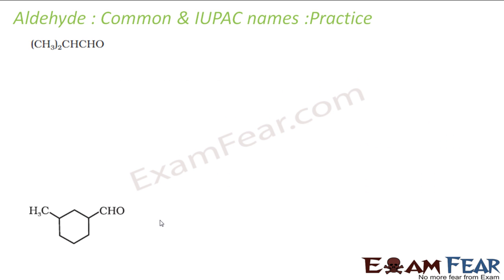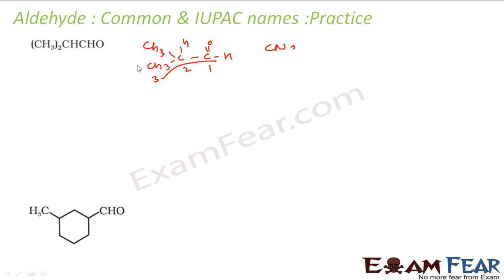For this IUPAC name, the first one is CH3 CH(CH3) CHO. Let me first write that. This is my compound, and this is my longest chain. Numbering will start from here: 1, 2 and 3. Now I have to write the common name and the IUPAC name.